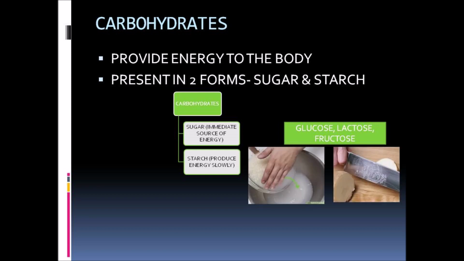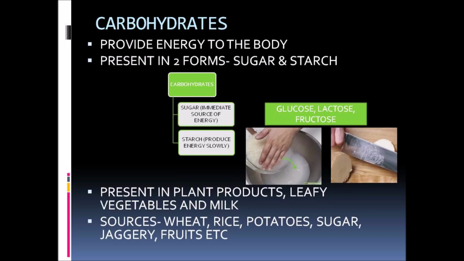You must have noticed white froth appearing while cooking rice, or white powdery stains on a knife when you peel a potato. That is the second carbohydrate called starch. Starch, being much bigger in size, takes a longer time to get digested and hence longer time to generate energy. Carbohydrates are generally present in plant products and in milk.